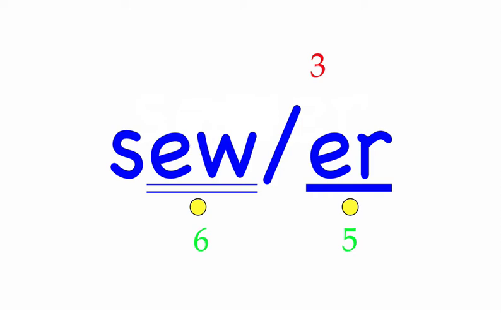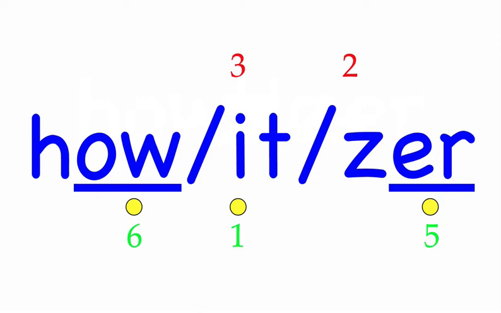Howitzer. A howitzer is a weapon. How, it, zer. First syllable how, two sounds. H, ow. It, two sounds. I, t. Zer, two sounds. Z, er. How, it, zer. Mark the word.